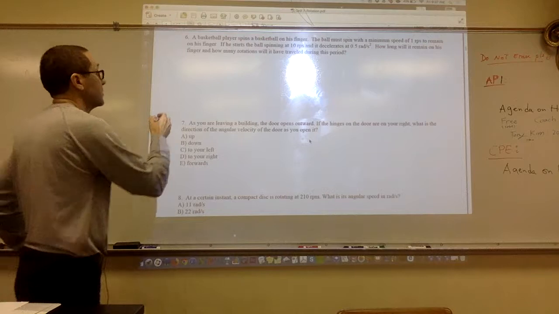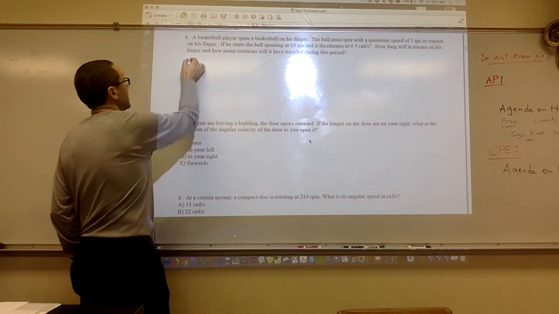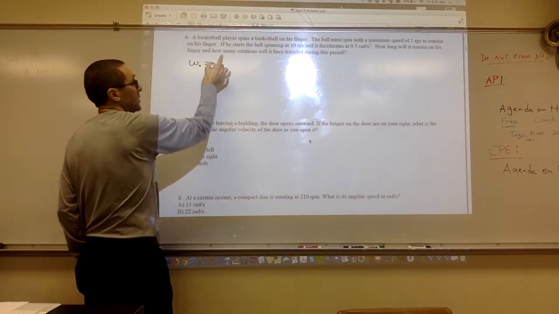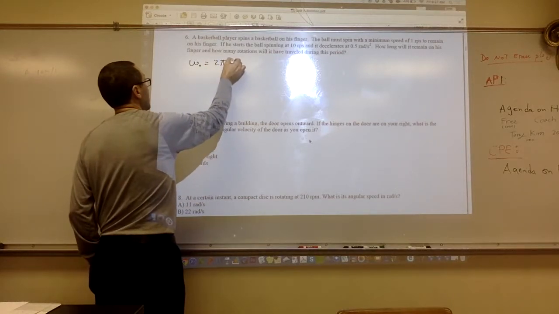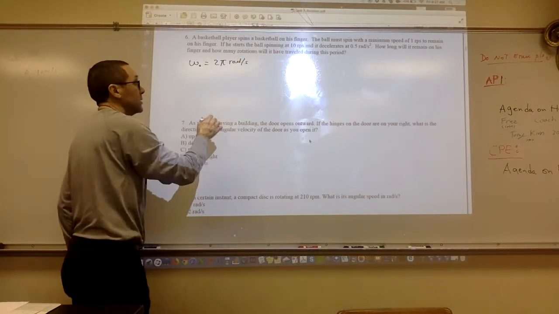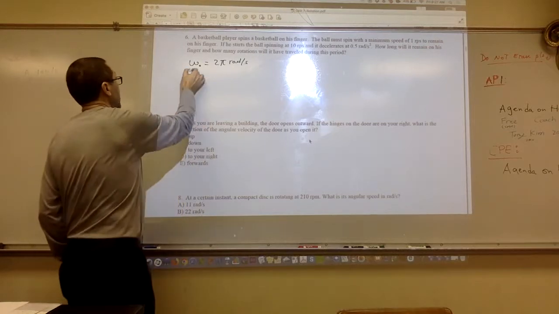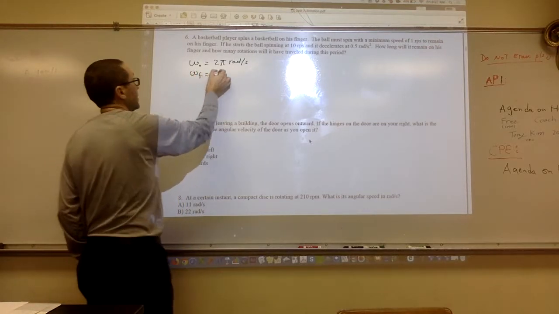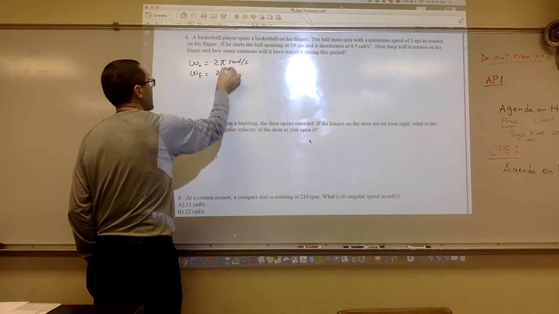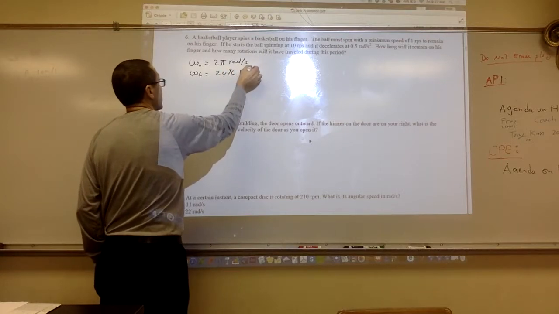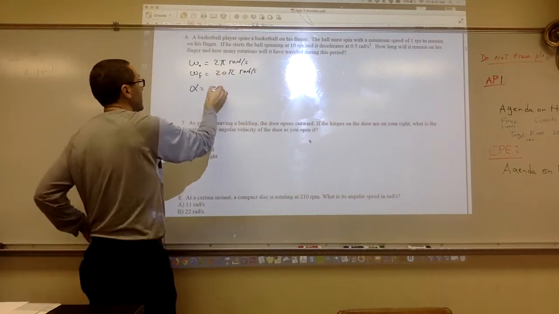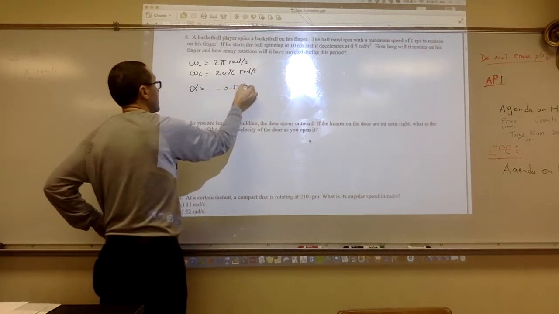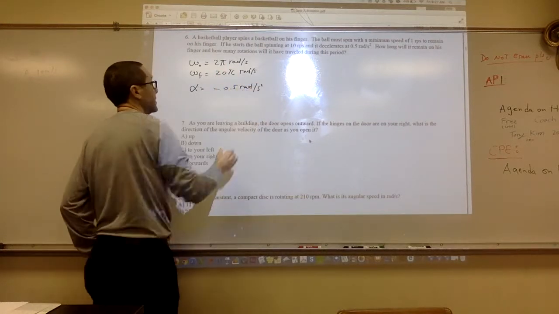Okay, so I think we have to say omega initial. It's 1 rotation per second, so that's 2 pi radians per second. Each rotation is 2 pi. The final omega is 20 pi. It's 10 times 2 pi. Okay, the alpha, since we are decelerating, is negative 0.5 radians per second squared.